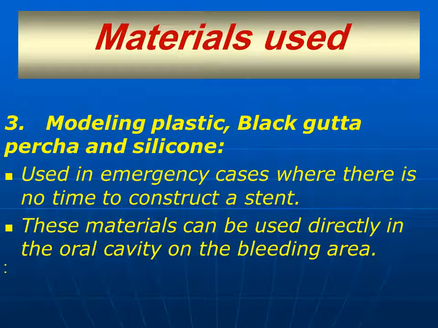Third material is molding plastic and black gutta-percha and silicone. Those materials can be used in emergency cases where there is no time to construct a stent. These materials have the advantage that they can be used directly in the oral cavity on the bleeding area. Black gutta-percha is somewhat historical, not available nowadays. However, modeling plaster, which is the impression compound, can be used instead of black gutta-percha.